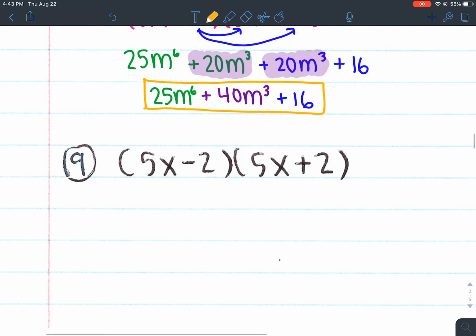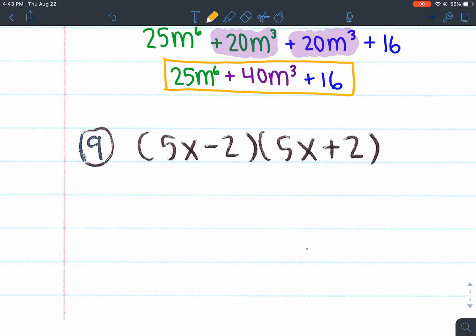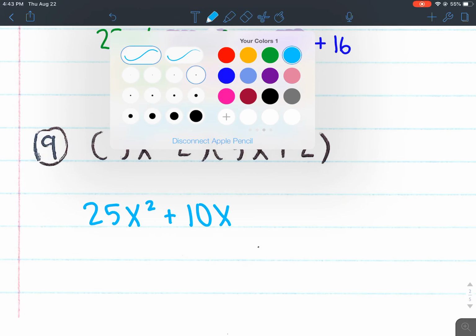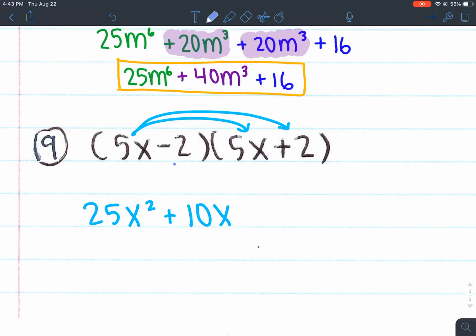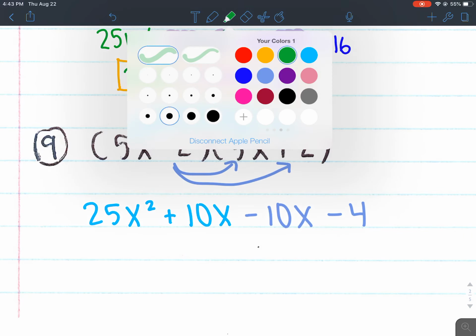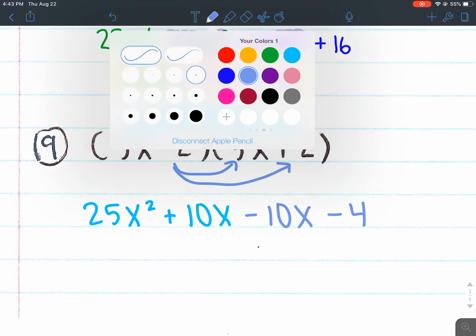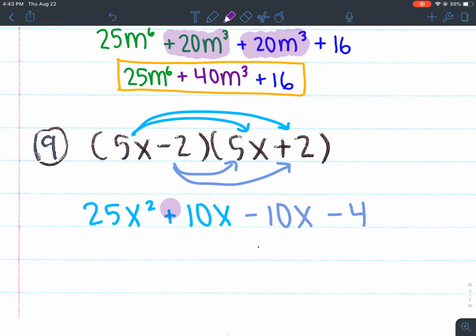Number 9, 5x minus 2 times 5x plus 2. Same thing as earlier. 5x times 5x is 25x squared. 5x times 2 is plus 10x. Negative 2 times 5x is negative 10x. Negative 2 times 2 is negative 4. Well, what do you notice about our like terms here? Our like terms are the same number. We have positive 10x minus 10x.